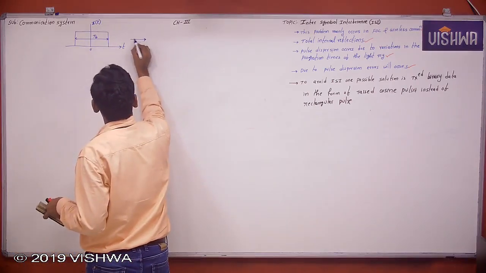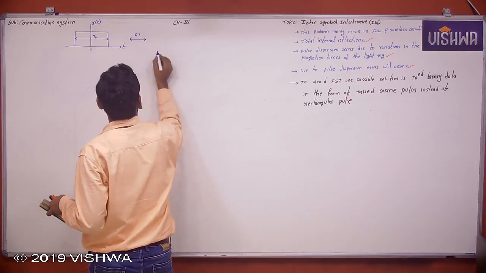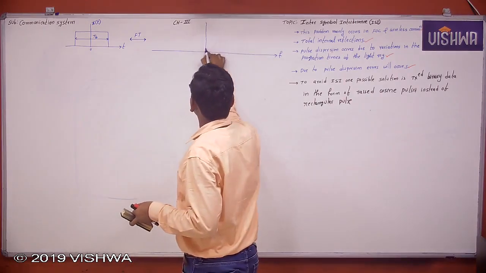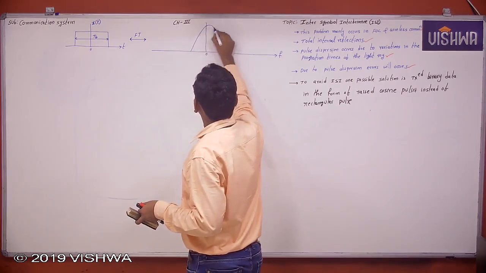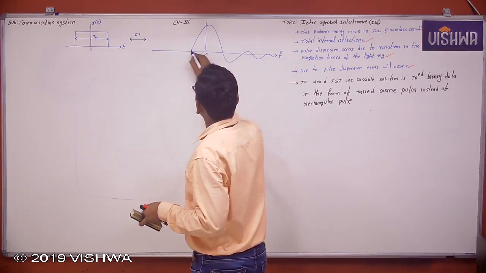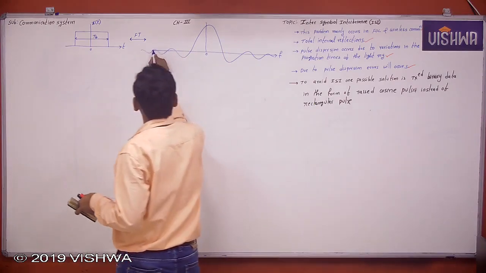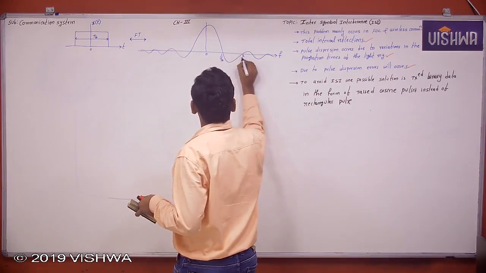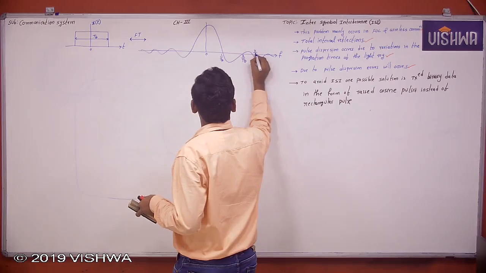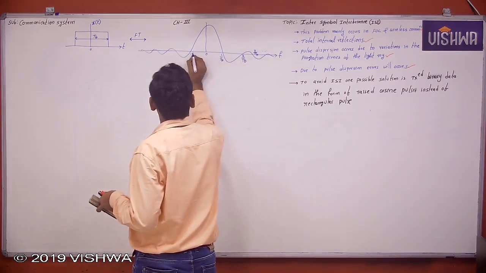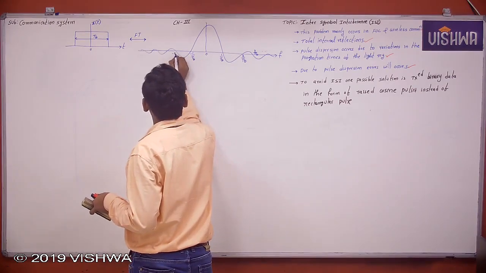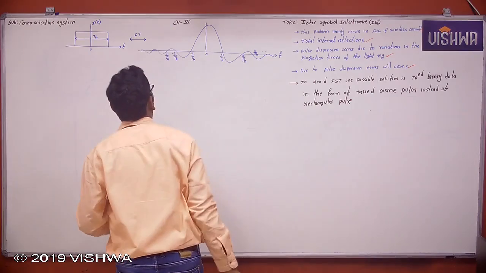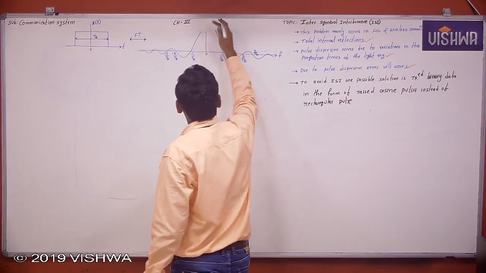Now whose Fourier transform is this? The rectangular pulse whose Fourier transform is nothing but a sinc function. Is it right or not? This is 1 by TB, 2 by TB, 3 by TB, and so on, minus 1 by TB, minus 2 by TB, minus 3 by TB, and so on. These are the Fourier transform of a rectangular pulse.